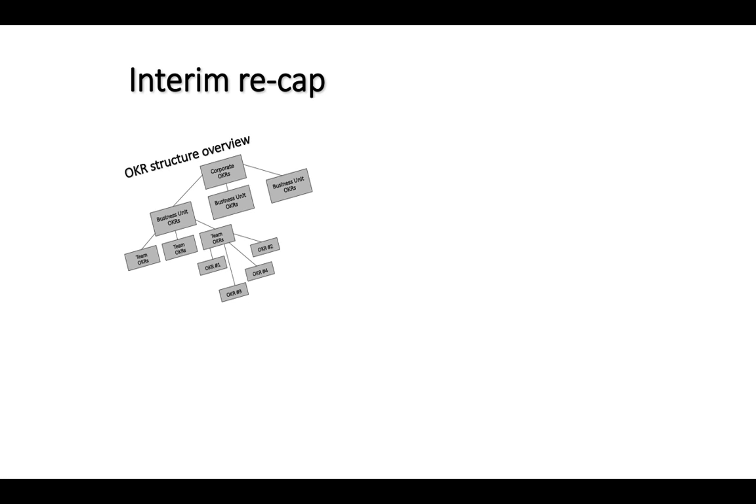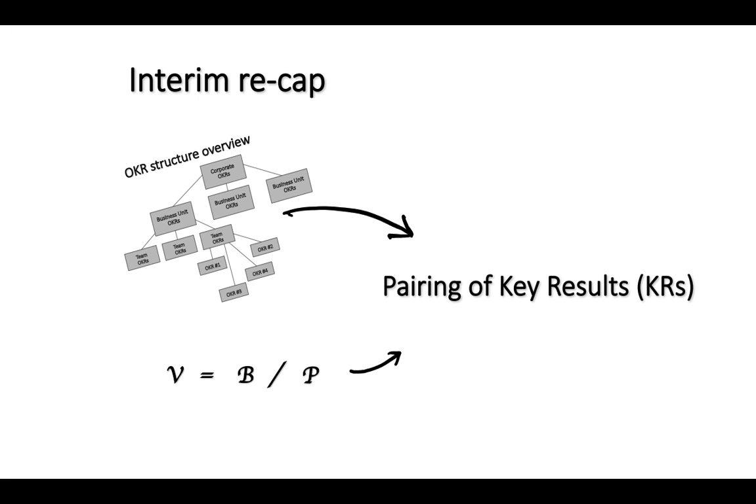Okay, that was a fair amount of background, so let's have a quick interim recap. First, we had a quick refresh of OKRs and how they are structured. Then we had a quick look at the basic customer value equation. And all this is set up for the most important part of this video, which is the pairing of key results that are a critical part of OKRs.